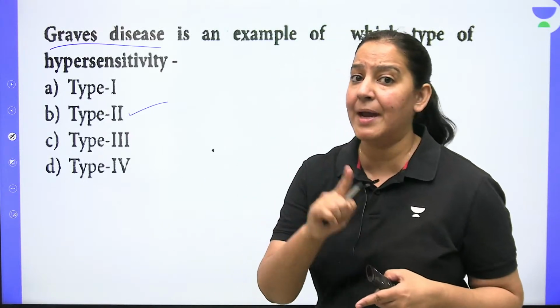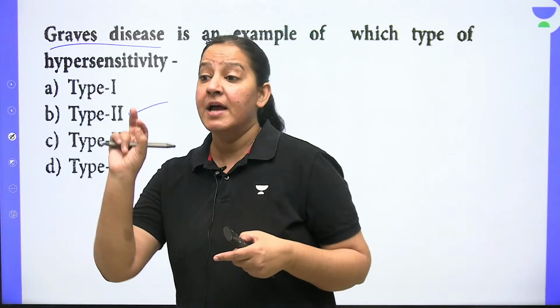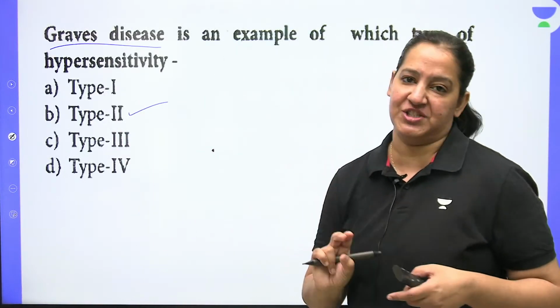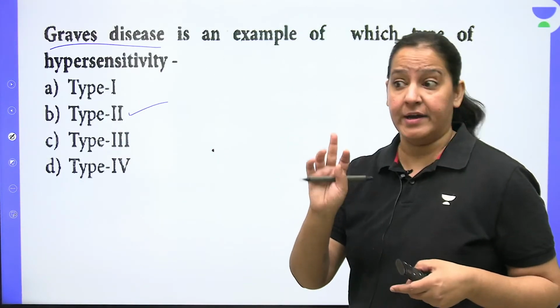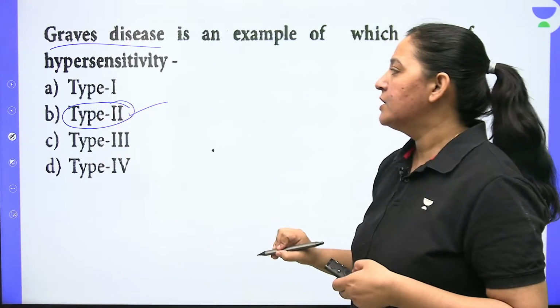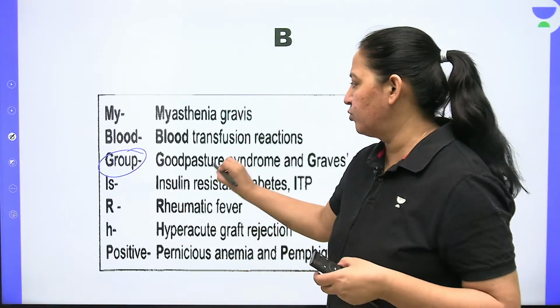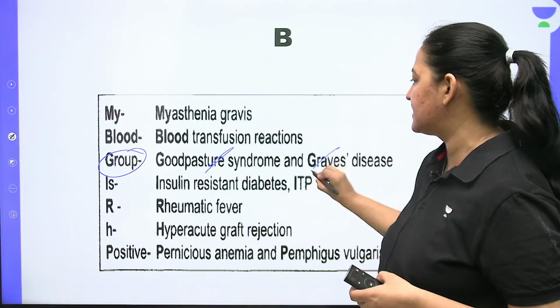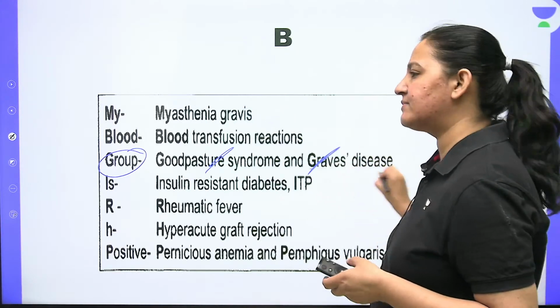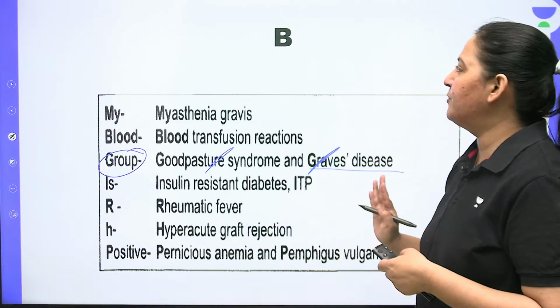So the mnemonic is my blood group. The G in group stands for two things: Graves disease and Goodpasture syndrome. So there are PYQs on both, on Graves and on Goodpasture. Answer is type 2. My blood group is Rh positive. Here the examiner is asking about Graves disease. That's why the correct answer here is type 2. You got my point? Let me move to the next question.